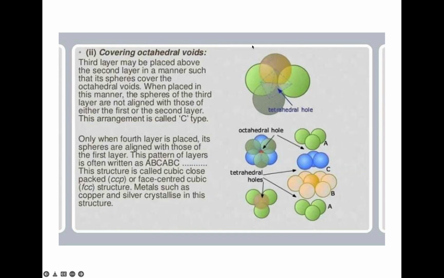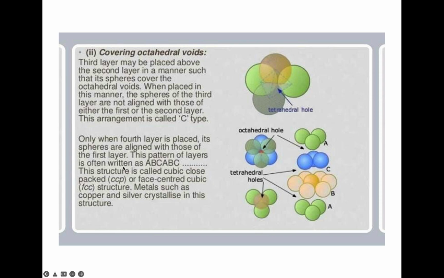Okay, now covering the octahedral voids. See, the third layer may be placed above the second layer in a manner such that spheres will cover the octahedral voids. So, if you place it in this way, the spheres of the third layer will not be aligned with the first or second layer. So, we call it C-type alignment. So, the 3 layers will have different types of spacing, and only when the fourth layer is placed, the spheres are aligned, that is, the spheres of the fourth layer will be aligned with those of the first layer.